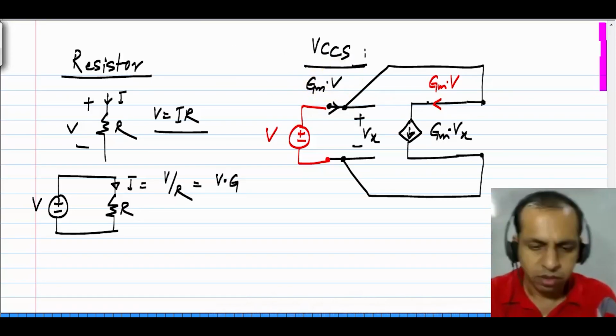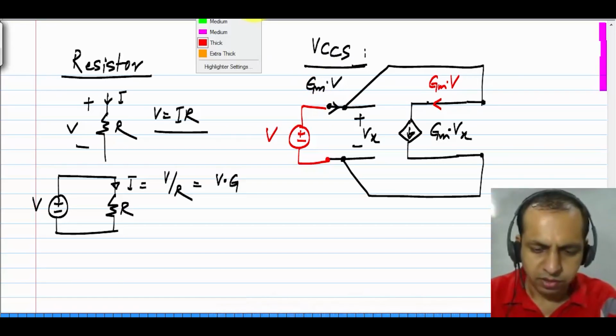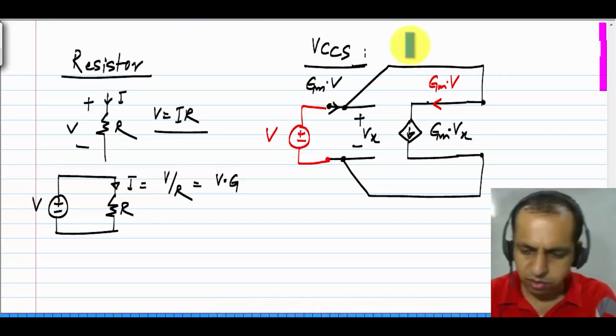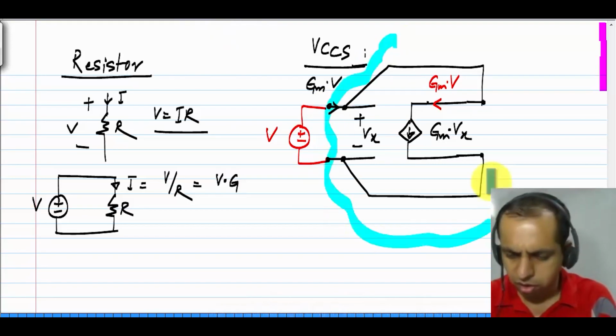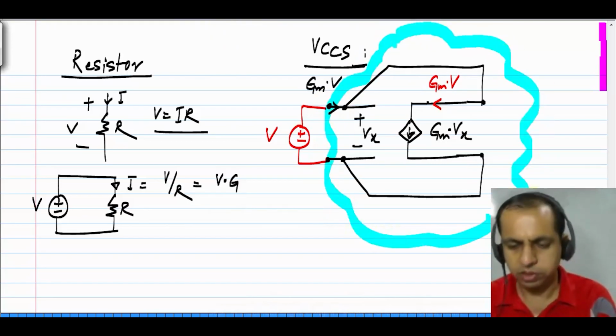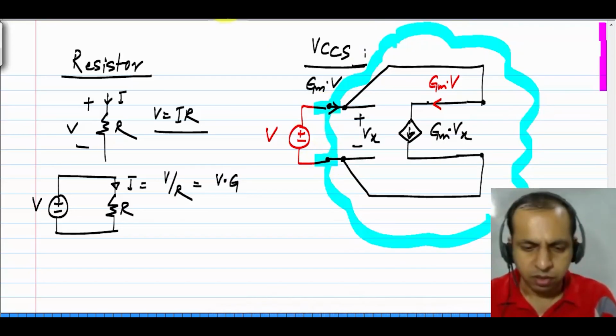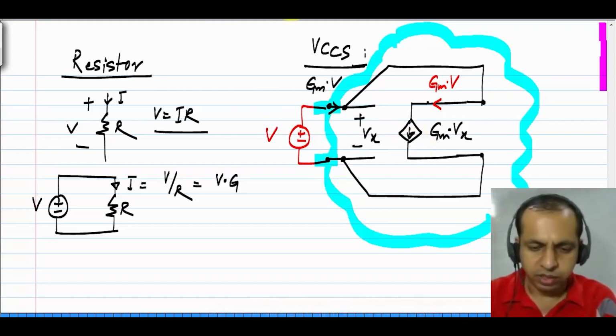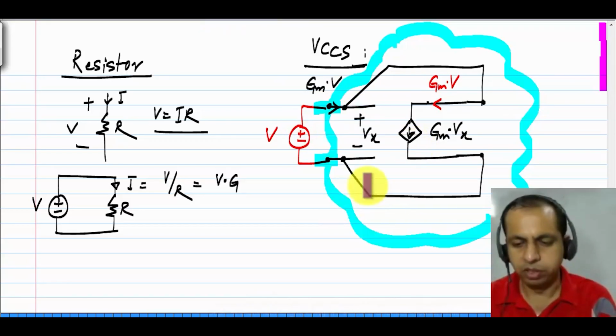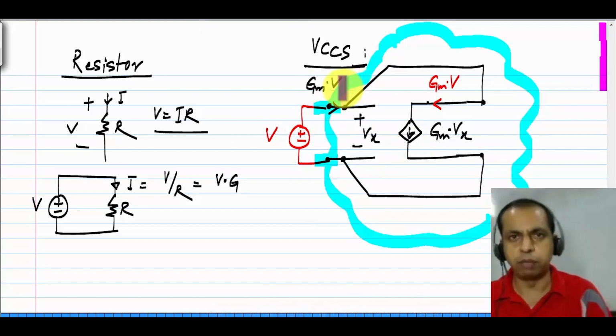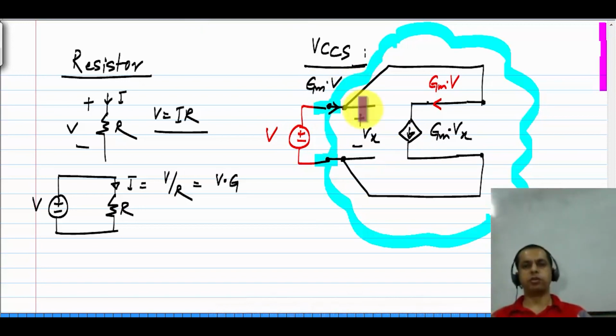Now if you consider the circuit within this boundary, that is between these two terminals, what do you see? As far as this voltage source is concerned, when it's connected to this particular circuit, it draws a current Gm times V, that is, it draws a current proportional to the voltage. So from those two terminals you cannot distinguish this from a resistor.